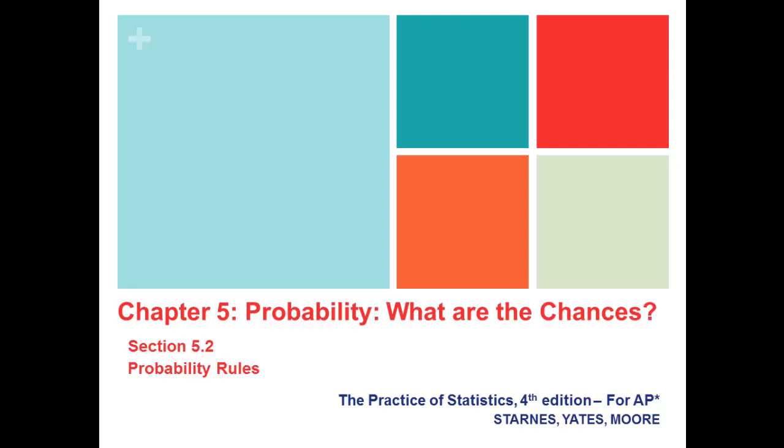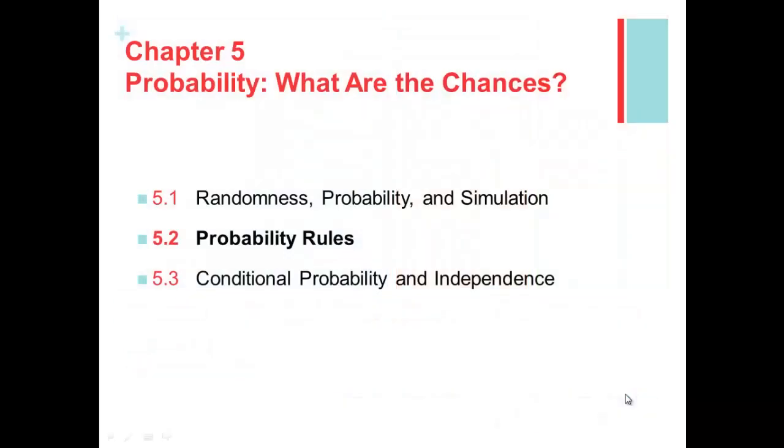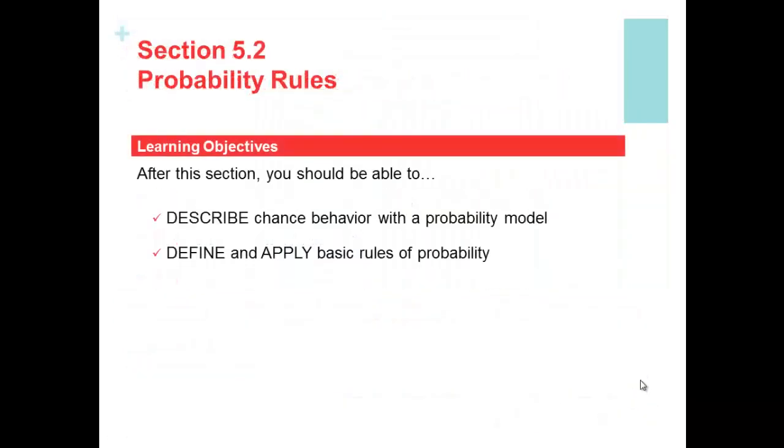Section 5.2 is on our probability rules. Today is the first day that we're covering Section 5.2. And after this section, you should be able to describe chance behavior with a probability model and define and apply the basic rules of probability.